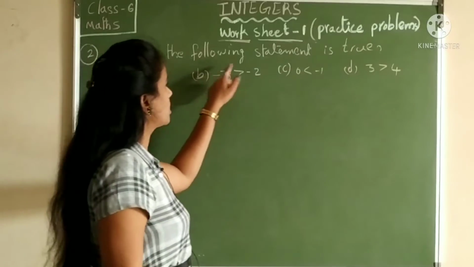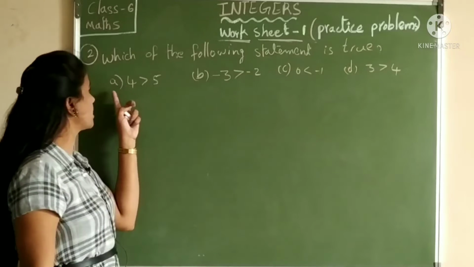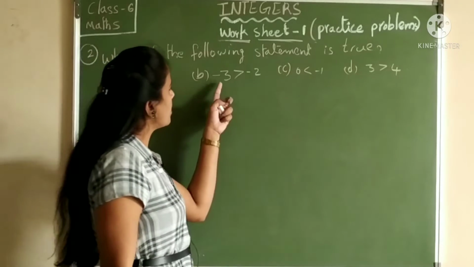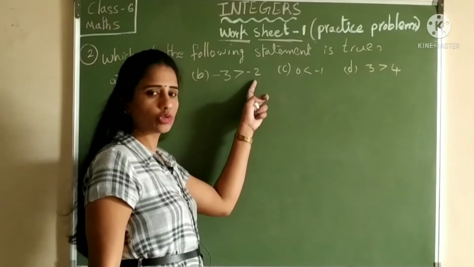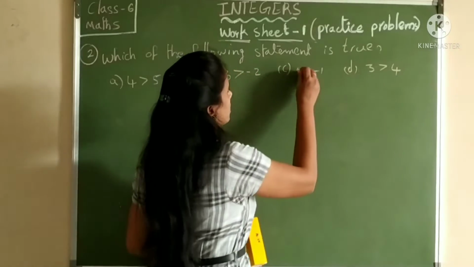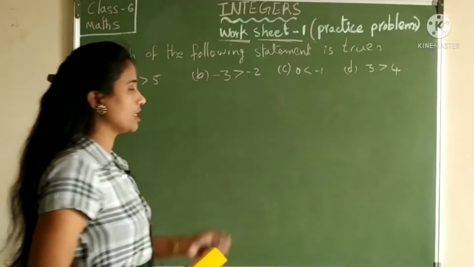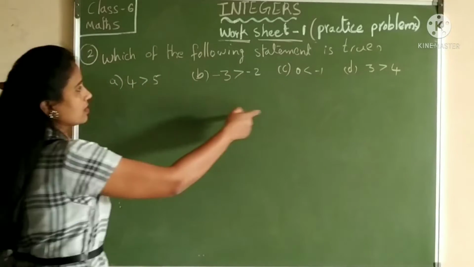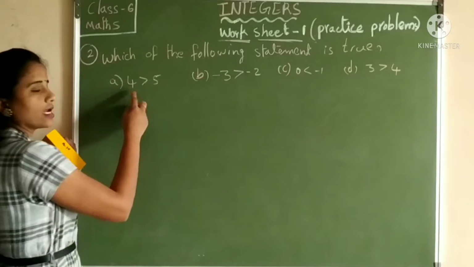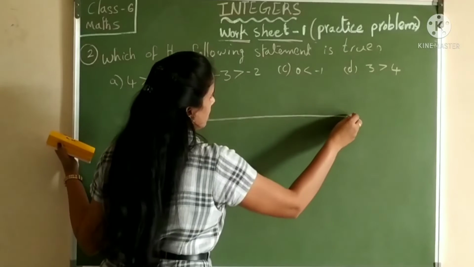Which of the following statements is true? A, 4 is greater than 5. B, minus 3 is greater than minus 2. C, 0 is less than minus 1. D, 3 is greater than 4. Which is the correct statement? See, write the number line.